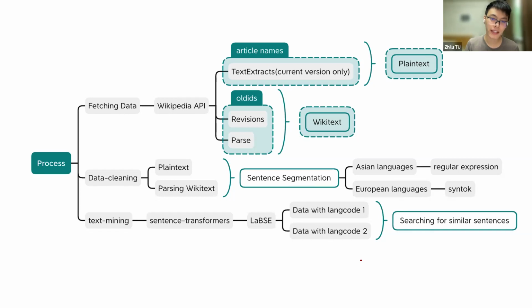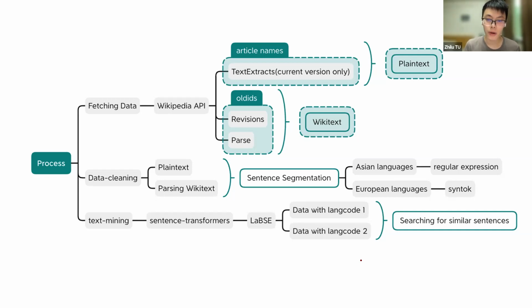If users want to find alignment based on the latest version, they will just need to type in the article's name, and the TextExtracts API will fetch the plain text of that article automatically. However, bear in mind that the TextExtracts API only allows access to the current version of the article. If we want to get the revisions of the article, the revisions and the parse API will be the right APIs to get the historical content.